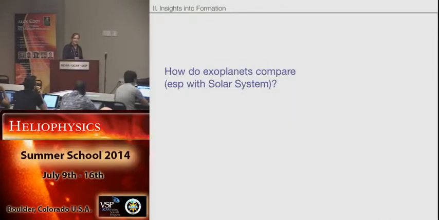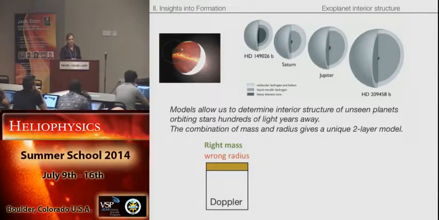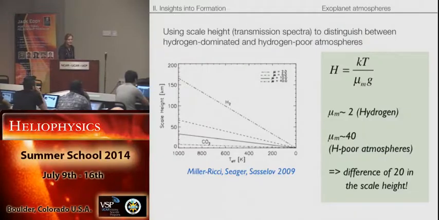How do exoplanets compare with the solar system? We have models now that allow us to determine the interior structure of these planets that we can't even see. They're orbiting stars that are hundreds of light years away. And as I said before, the combination of mass and radius gives this unique two-layer model. We can also, in some cases, observe the atmospheres of planets with transmission spectroscopy.